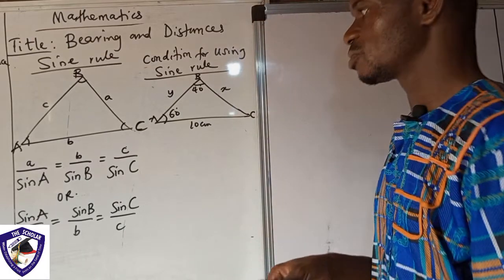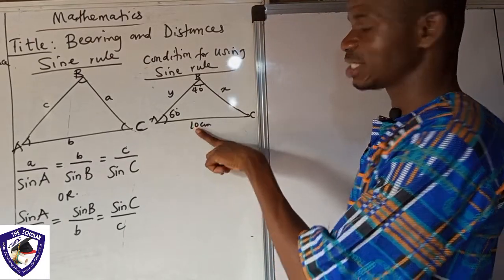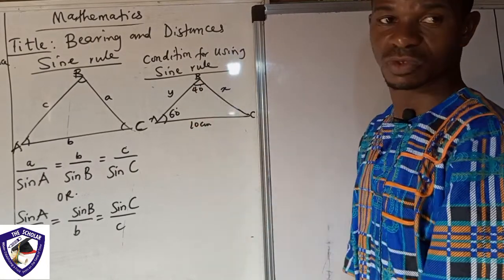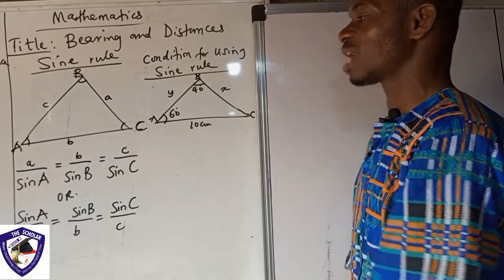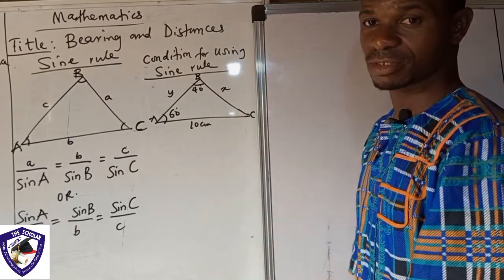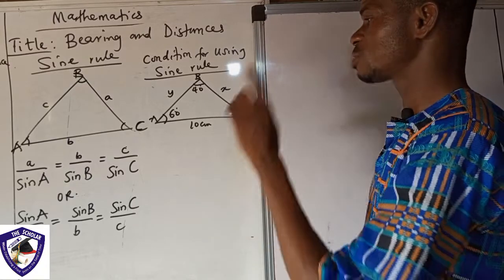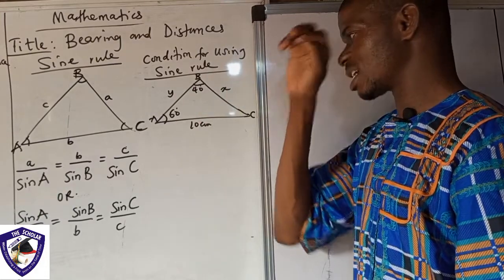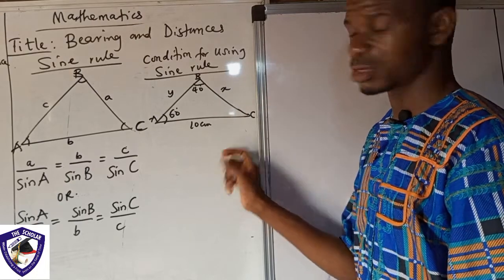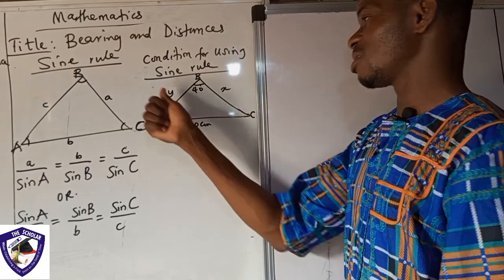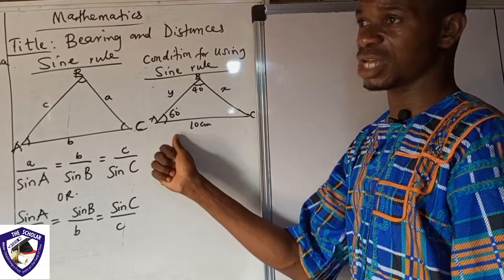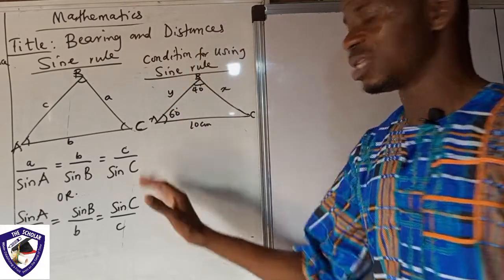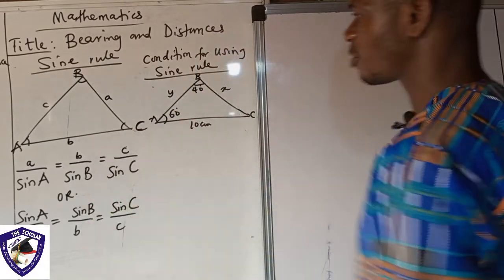So if you look at this triangle, we are given what? One side out of the three. And we are given how many angles? Two angles. So when you are given two angles and one side, that is the first condition for using sine rule. The first condition is what? When one side and two angles are given, then we make use of what? Sine rule. Remember that the side that is given is not the side lying between the two given angles.